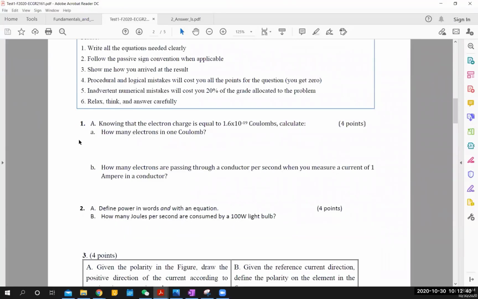So if we look at the first problem: knowing that electron charge is equal to this amount of Coulomb, calculate how many electrons are in 1 Coulomb. This is a very straightforward problem, and most of you have already got that answer, right? This is basically the charge of 1 electron. So how many electrons do we have in 1 Coulomb? If 1 Coulomb becomes this, then the number of electrons is basically 1 over this.